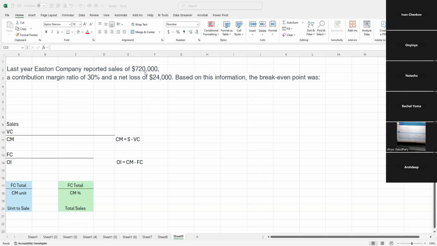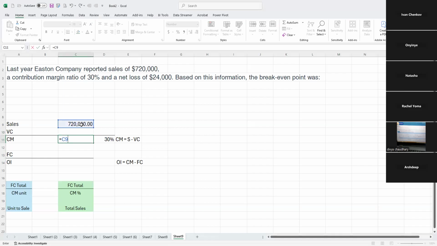Last year, a company reported sales of 720,000. Contribution margin 30%, which left us with a net loss of 24,000. What's the break-even point here? Right. So let's go. Where are my sales? 720,000. Contribution margin 30%. That's 30% of total sales. If the contribution margin is 30%, how much of the sales is coming to my contribution margin? 720 times 30%.